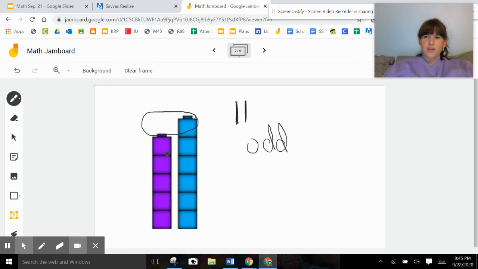Can we show this number as an equation? Absolutely. 1, 2, 3, 4, 5 plus 1, 2. Do I need to count that? No. If this is 5 and this one has one more than 5, what's one more than 5? 5, 6. 5 plus 6, and I already know my number is 11, so we know that equals 11.